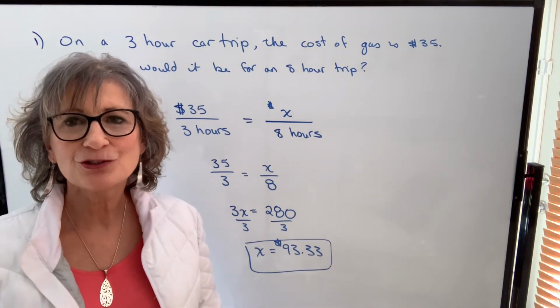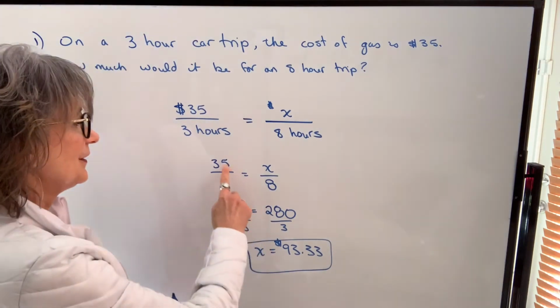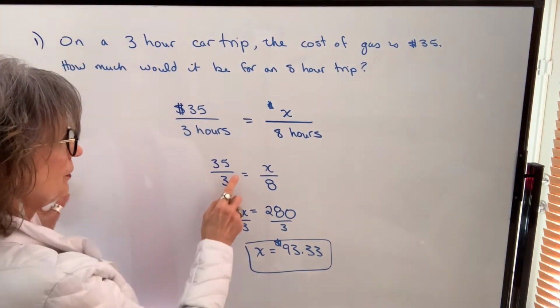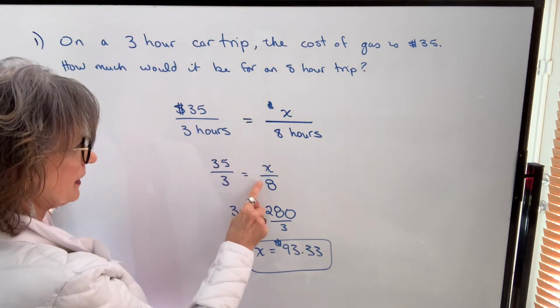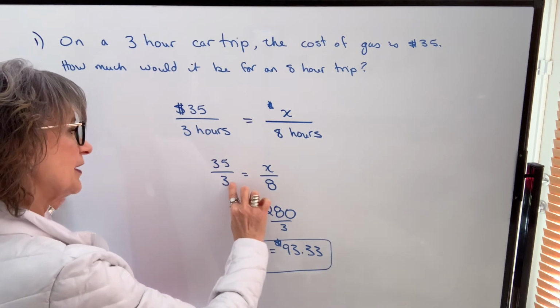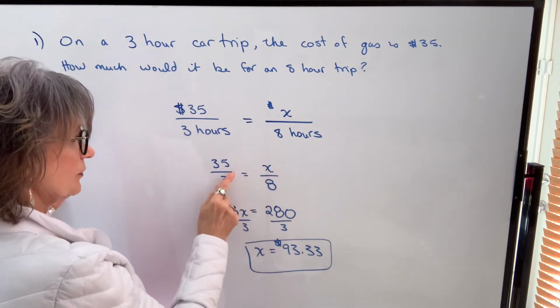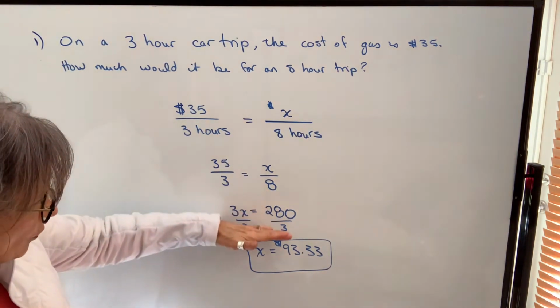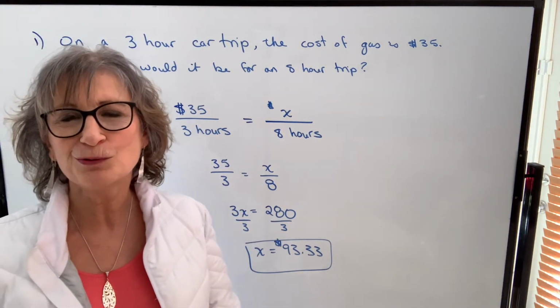I'm going to tell you a little shortcut for solving this type of equation when you have a direct proportion. What you can do is simply take the two numbers that are diagonal to each other and multiply them, and then divide by the number that's diagonal to the x. So in other words, take 35 times 8 and divide by 3. So you don't have to go through the next couple of steps if you want to take that shortcut.